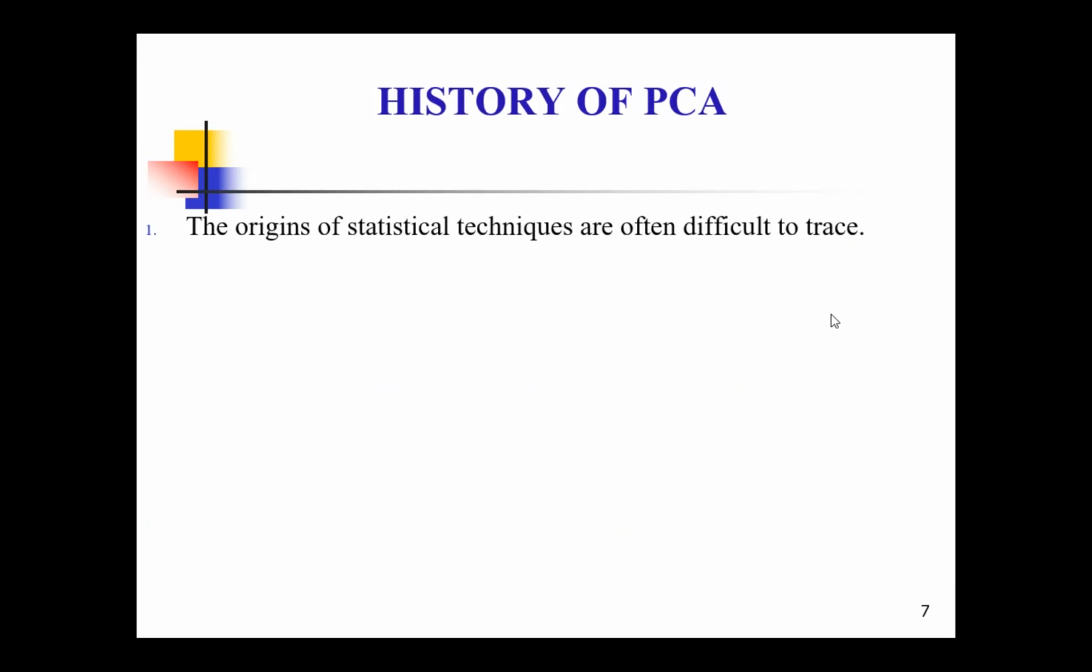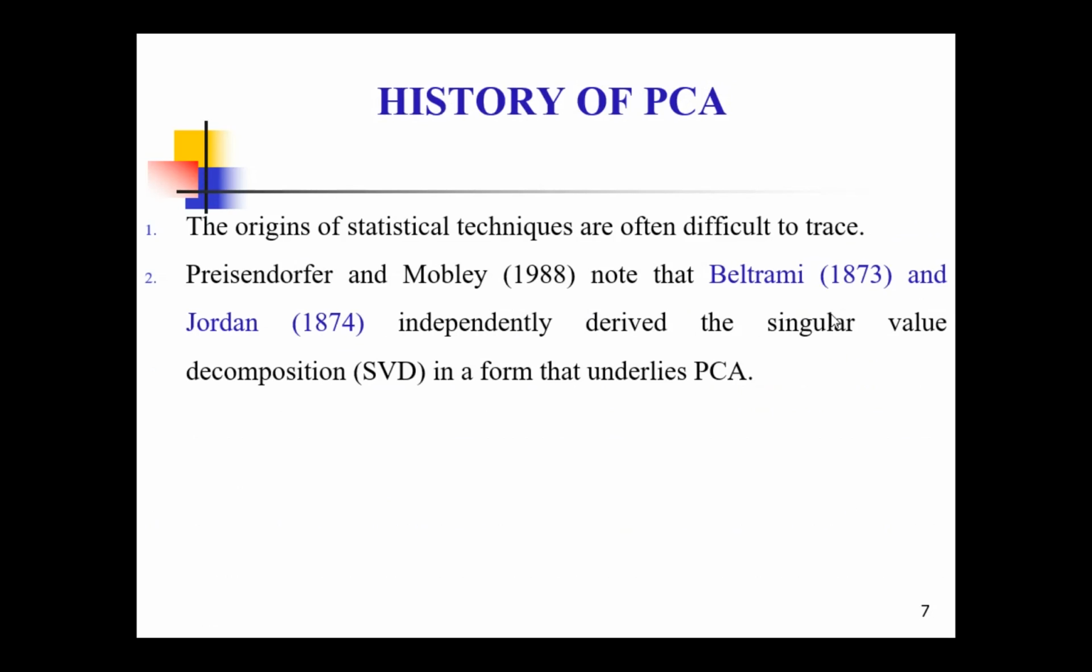So the history of PCA, the origin of this statistical technique. This is also a statistical technique. It is very hard to trace, but in 1873, Beltrami and Jordan derived a concept known as singular value decomposition, normally known as SVD, which forms the basis for PCA. So PCA is derived from singular value decomposition, derived by Beltrami and Jordan in the 1870s.